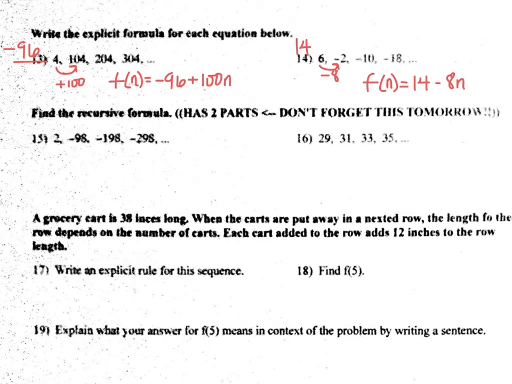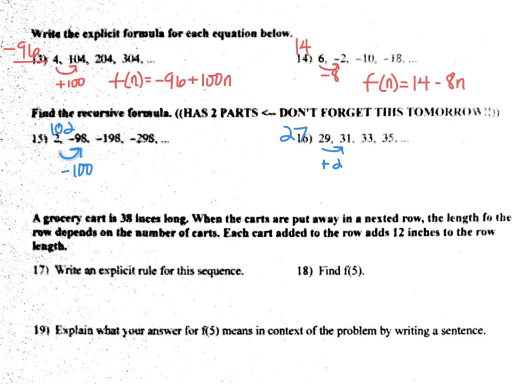All right, question 15. So on 15, same idea. We need to have our starting point and our pattern each time. Subtracting 100, so my starting point is going to be 102. And this other one, it looks like we're adding 2, so my starting point is 27.